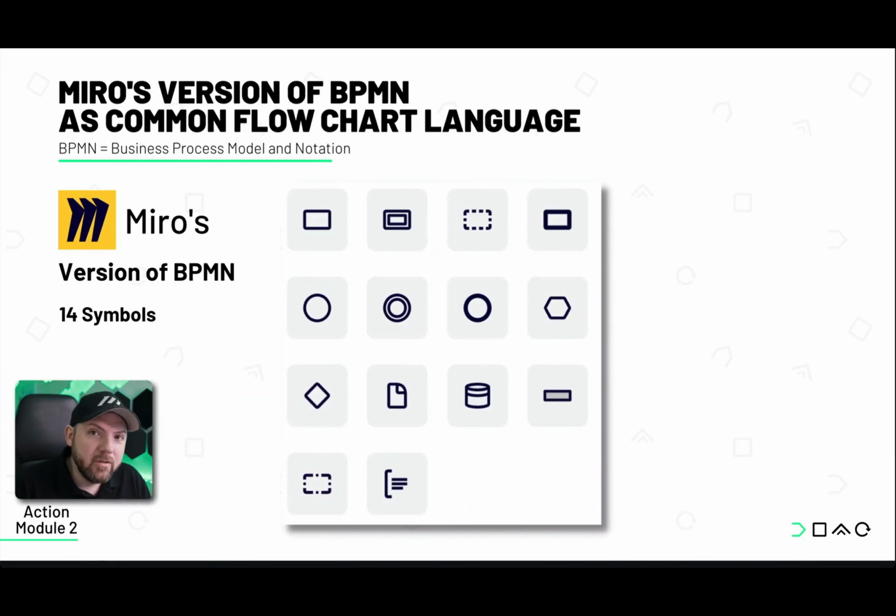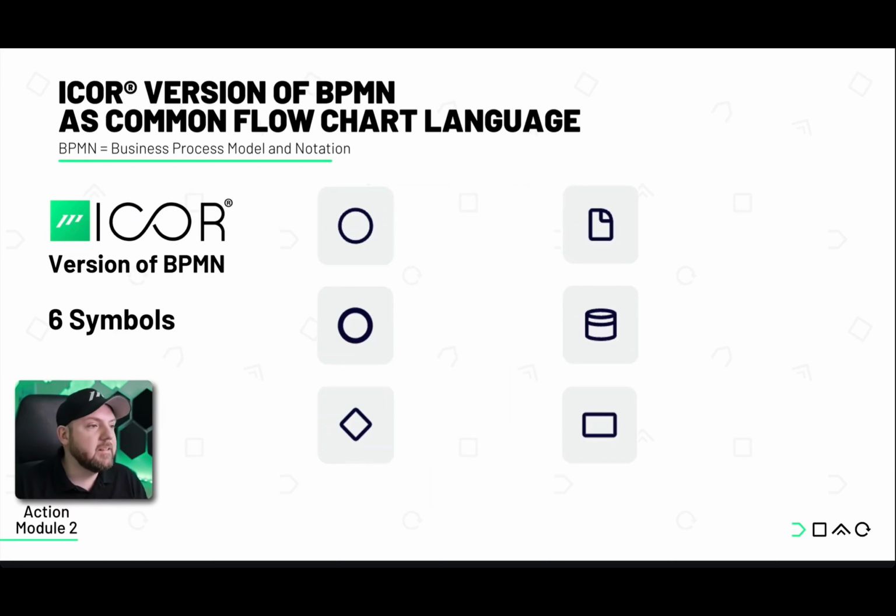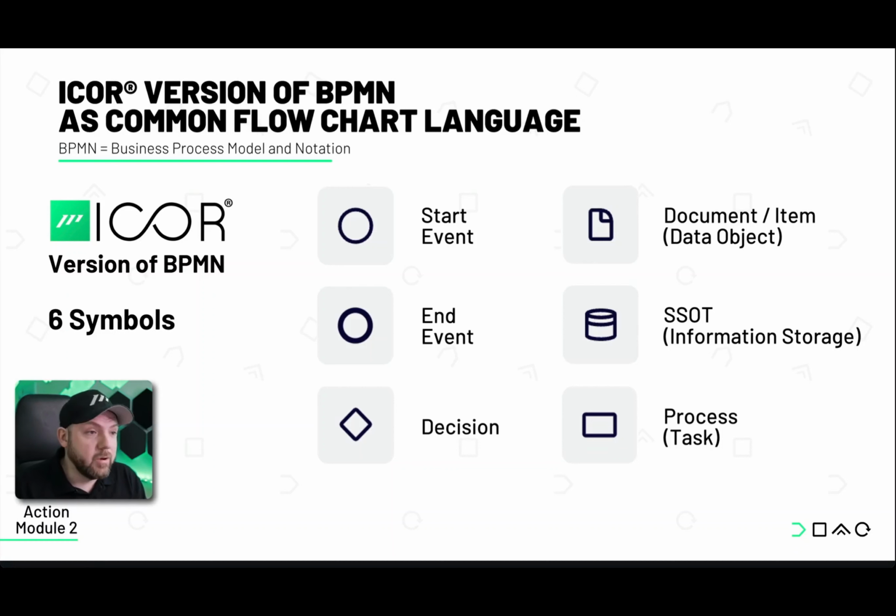Actually, in Miro, the tool that I use, the whiteboarding tool that I use to create my diagrams, they have 14 symbols for BPMN and some subcategories how you can optimize these. I think 14 is still too much. Let's make it easier. Let's make an ICOR version out of this. And this is only 6 symbols that we will use to create our work streams using the ICOR framework. So these 6 symbols, I think these should be very easy to keep in mind, and this will help us to set up a diagram in no time.